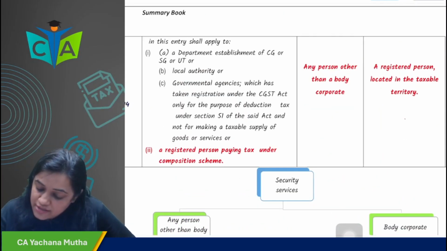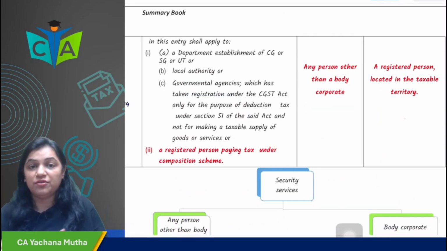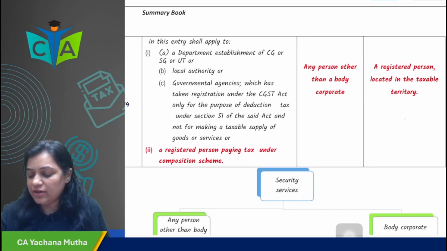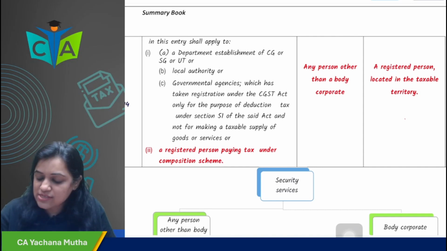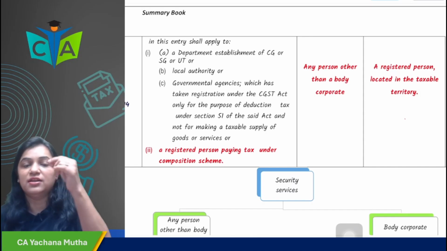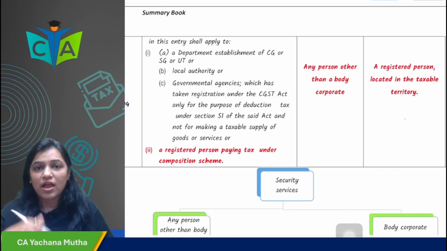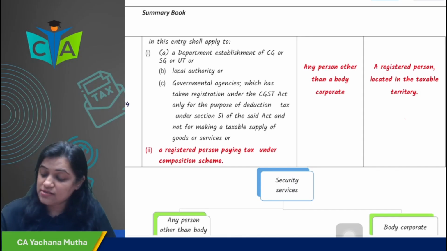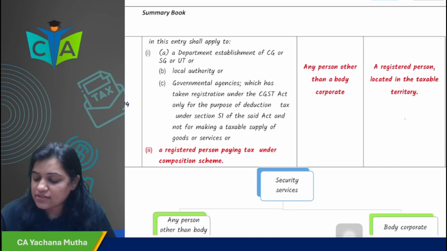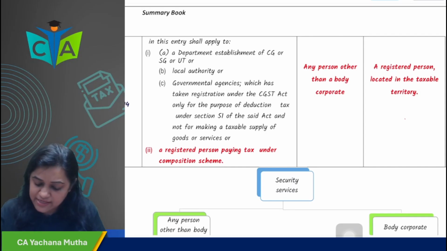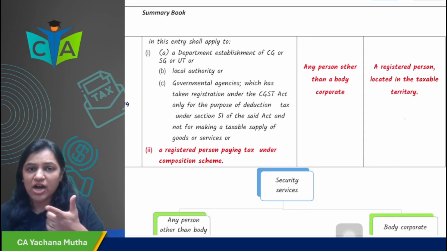Next is security services. In case of security services, what do we have to see? Who is the supplier? If the supplier is a body corporate, it is on a forward charge. If the supplier is any person other than a body corporate and the recipient is a registered person, then the registered person will pay the tax under RCM. Now we'll see there are some exceptions, so we'll see it from a chart.